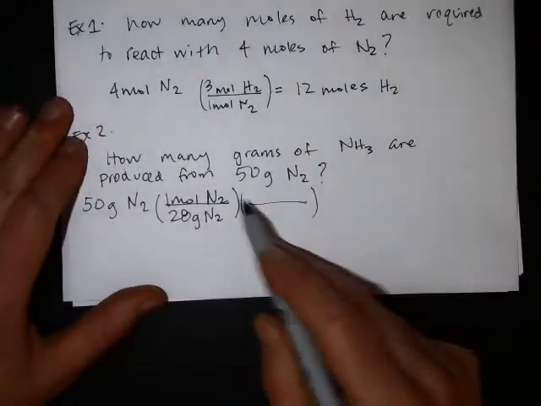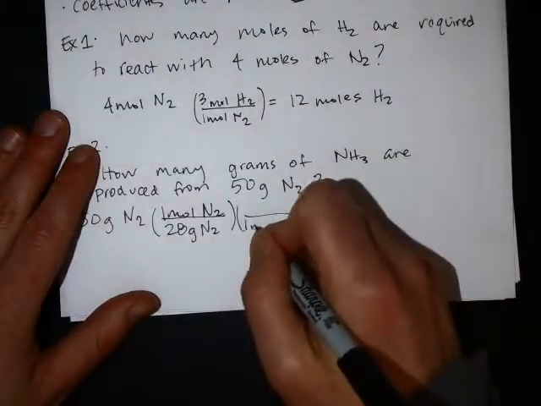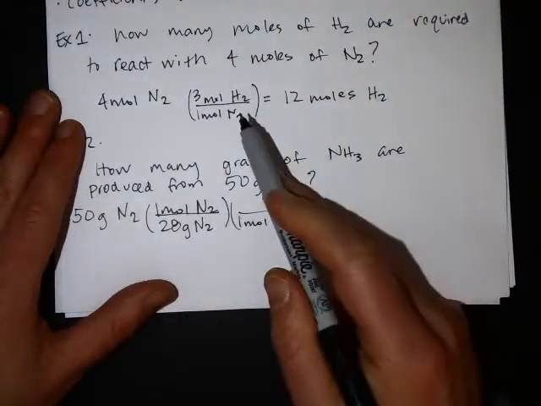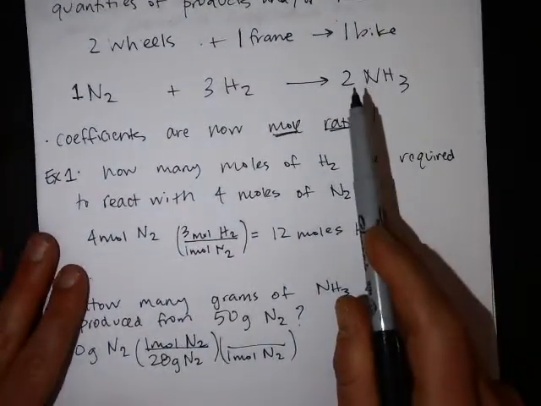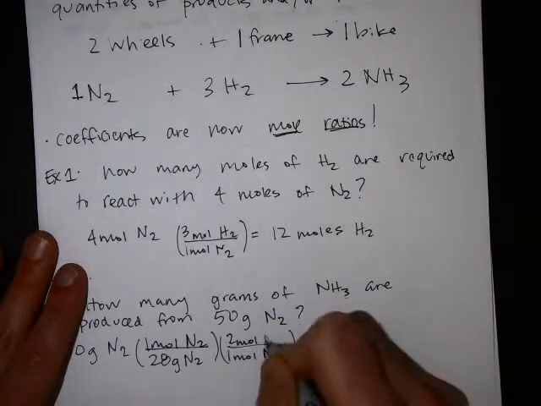The one you start at goes on bottom because you want to cancel it out. That's a 1, so you're at 1 mole of N2 on bottom. The second number comes from the balanced reaction, just like it did here. I want to end up at ammonia, and what coefficient does that have? 2, so you're at 2 moles of ammonia.